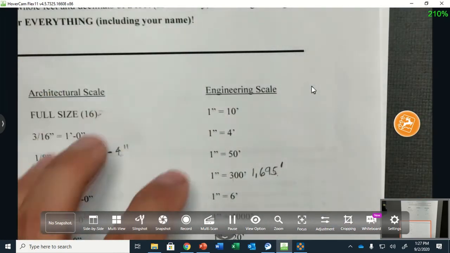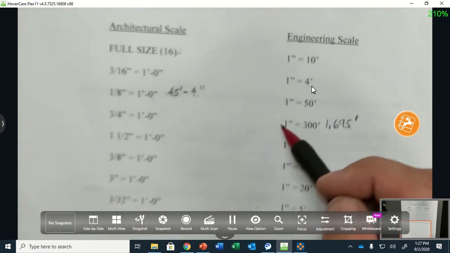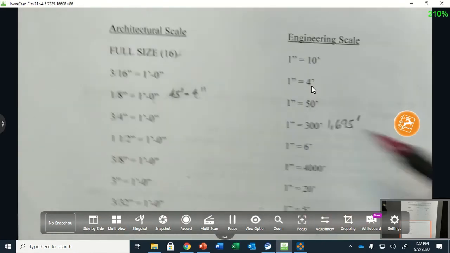All right, so that's the front side. Okay, if you want to put the accuracy here, nice and neat, go ahead, but letter everything. Okay, so that's the front page.